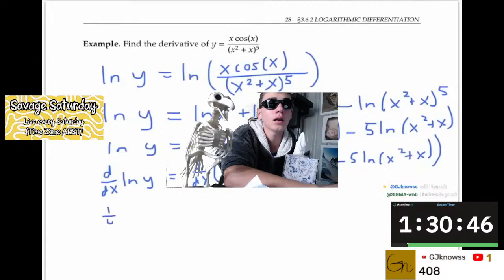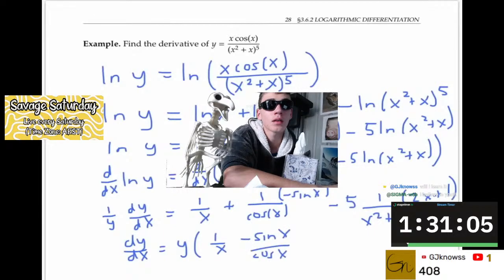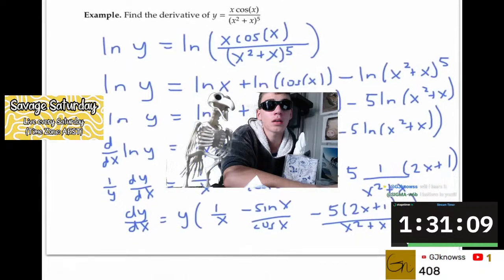On the left, I have 1 over y dy/dx, as usual, and on the right, the derivative of ln x is 1 over x, the derivative of ln cosine x is 1 over cosine of x times negative sine of x, and the derivative of ln (x squared plus x) is 1 over (x squared plus x) times (2x plus 1). I'll solve for dy/dx and get y times (1 over x minus sine x over cosine x, that's the same as tangent x, minus 5 times (2x plus 1) over (x squared plus x)). Now I can just rewrite y in terms of x and I'll be done.